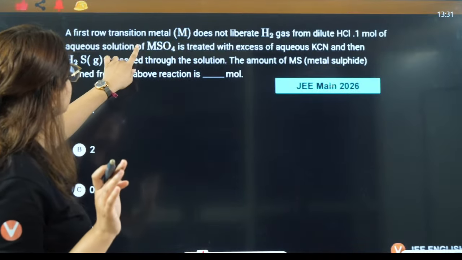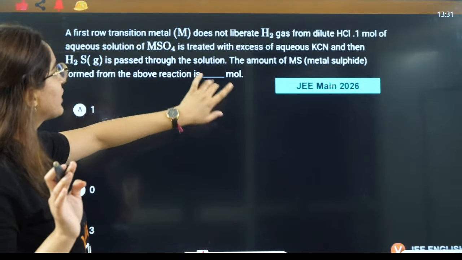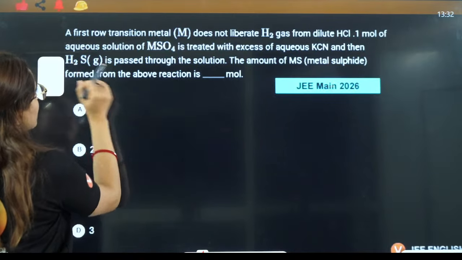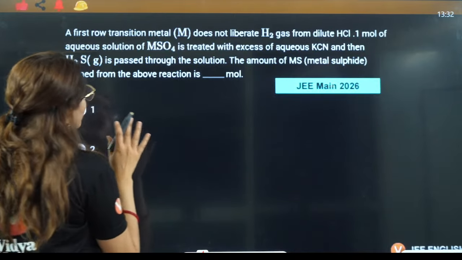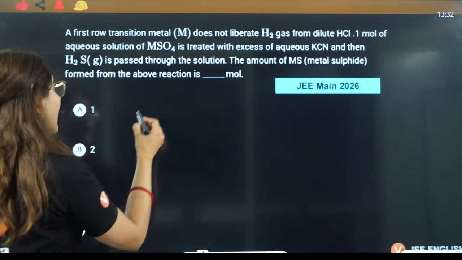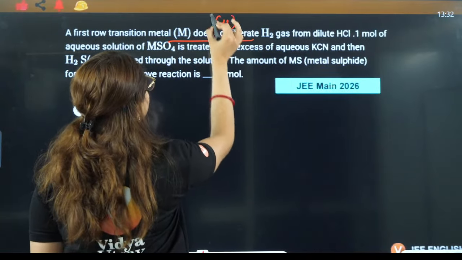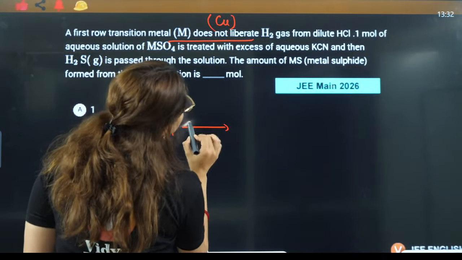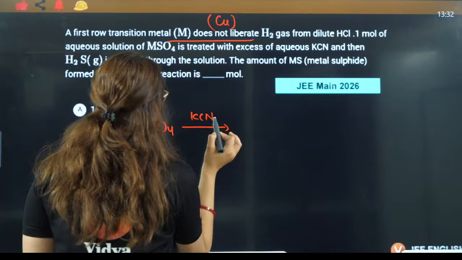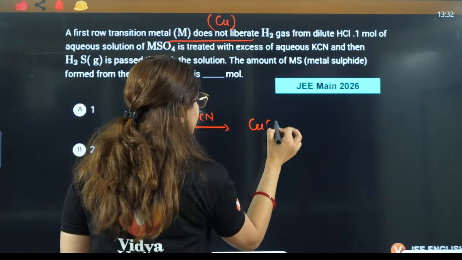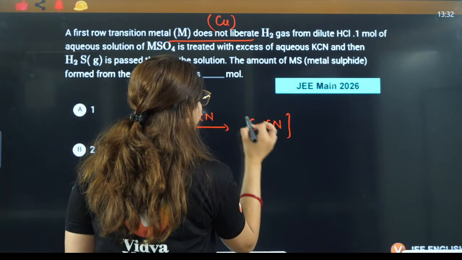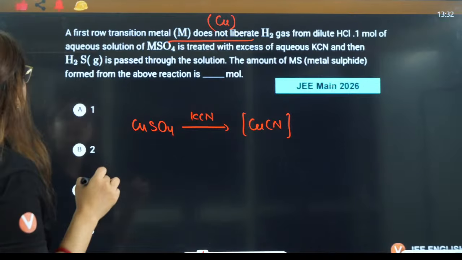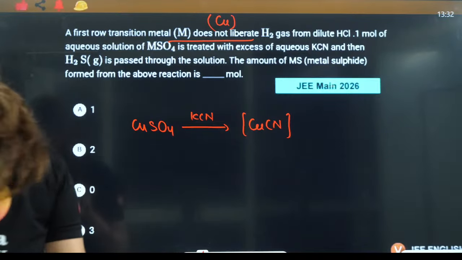1 mole of aqueous solution of MSO4 is treated with excess of aqueous KCN, and then H2S is passed. Now they are saying that the first row transition metal does not liberate H2, and that we are talking about copper. CuSO4 is treated with excess of KCN. It forms CuCN, right? It is treated with excess of this, and then H2S is passed through this.